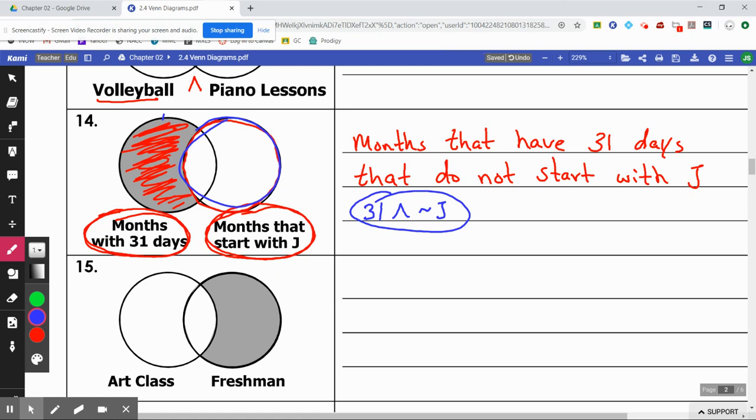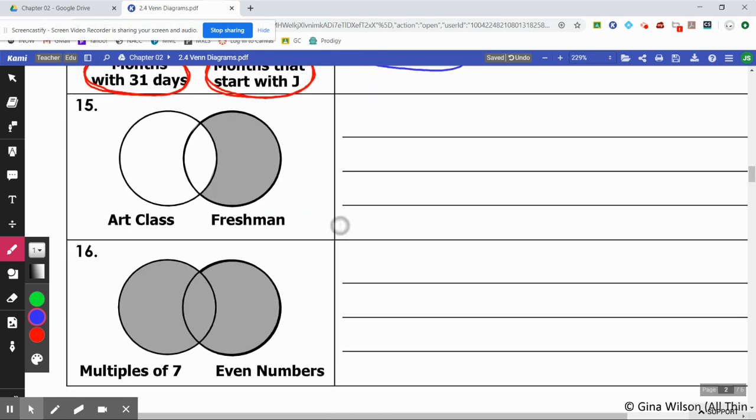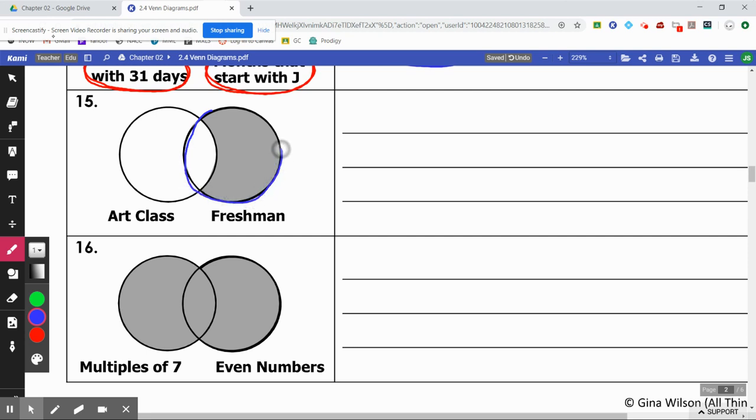Okay, the next one. Kind of the same as that one. We are in this circle and not in this circle. These are all the art class people, and these are all the freshmen. Notice that there is some overlap. There are some people that take art that are freshmen, but these over here do not take art. So this would be all the freshmen, the whole circle, but the ones you're talking about are only the ones that do not take art, because these are all the ones that do take art. So what's represented by this would be freshmen who do not take art class.